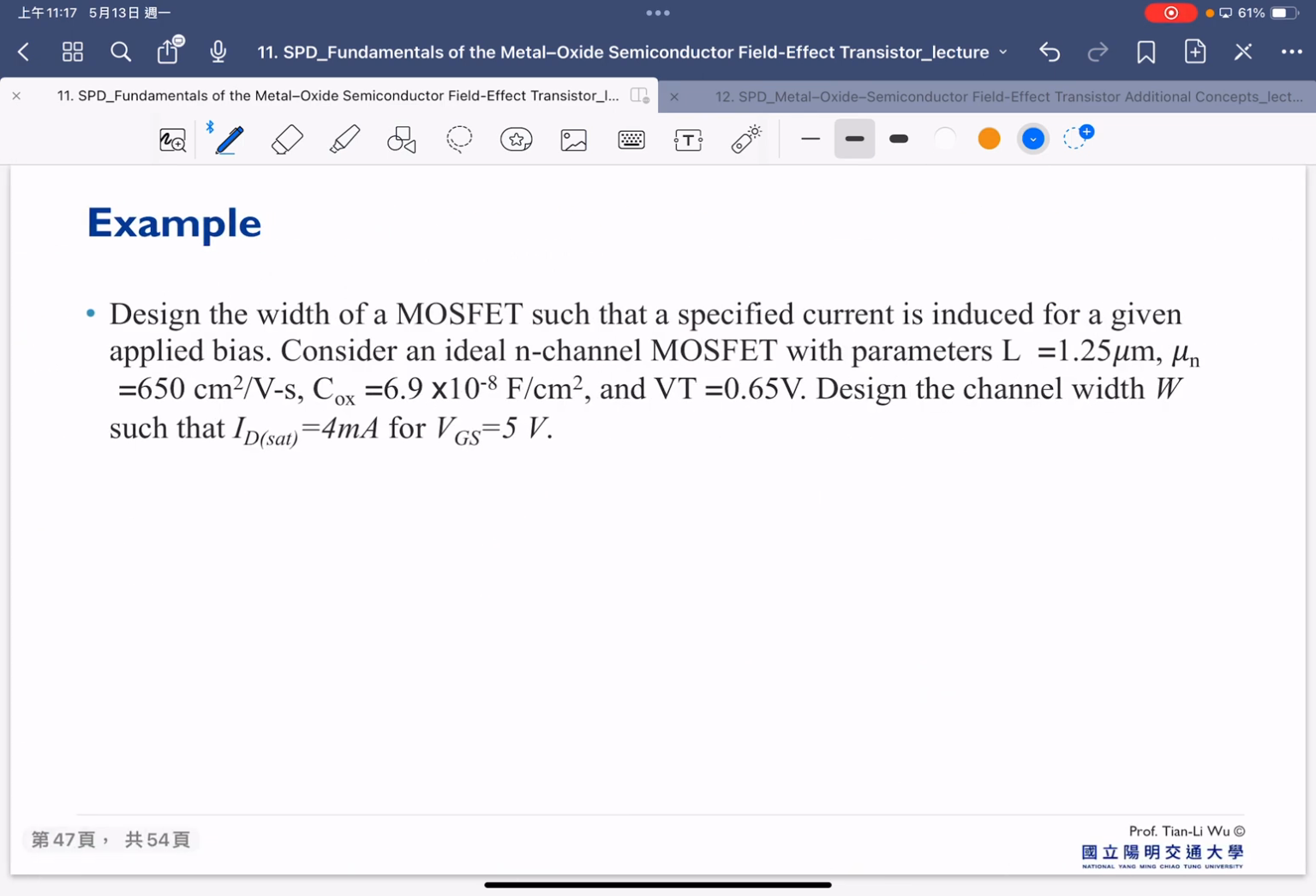The following is a very simple example of how to derive the current. This is a normal question, not only for the course exam, it's also a question in real cases in the semiconductor world, where we have to design certain parameters to reach our target current. So this question is: design the width of a MOSFET such that a specific current is induced for a given applied bias. We consider an ideal N-channel MOSFET with a channel length of 1.25 micrometer. Mobility is equal to this, Cox is equal to this, and this is the threshold voltage. We have to design the channel width such that the ID set is equal to 4 milliamp at VGS equal to 5 volt.